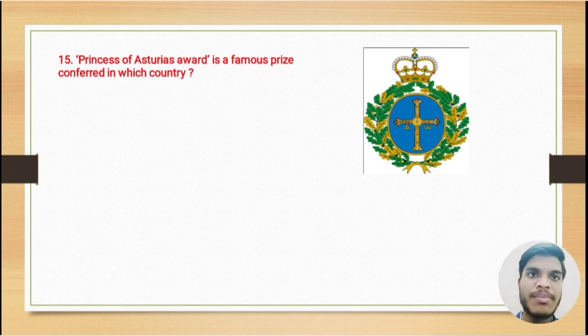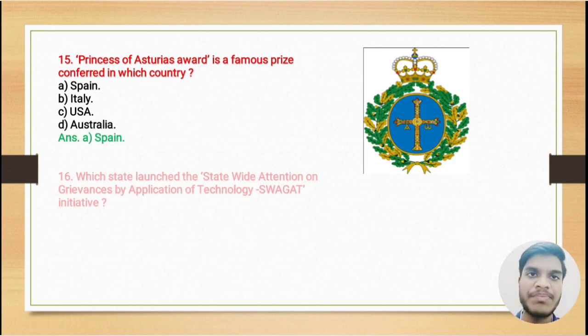15th one, Princess of Asturias Award is a famous prize conferred in which country? Option A, Spain. Option B, Italy. Option C, USA. Option D, Australia. The answer is option A, Spain.